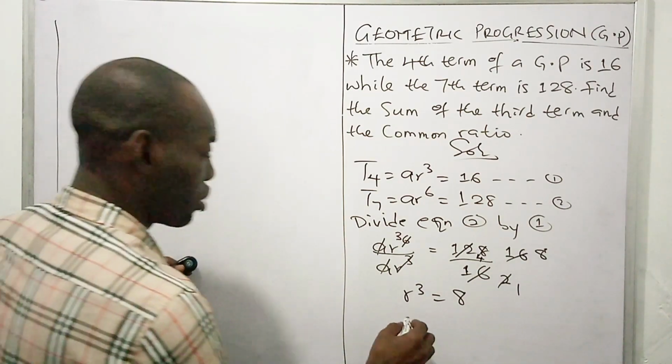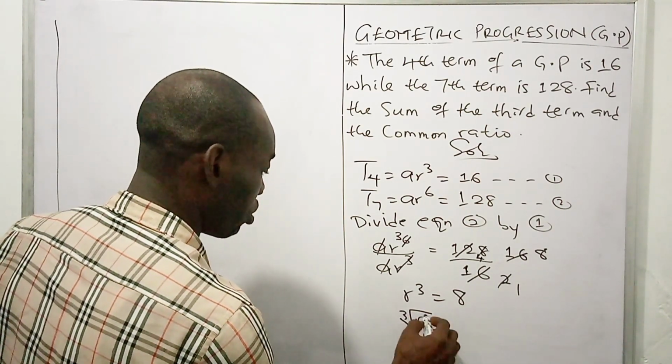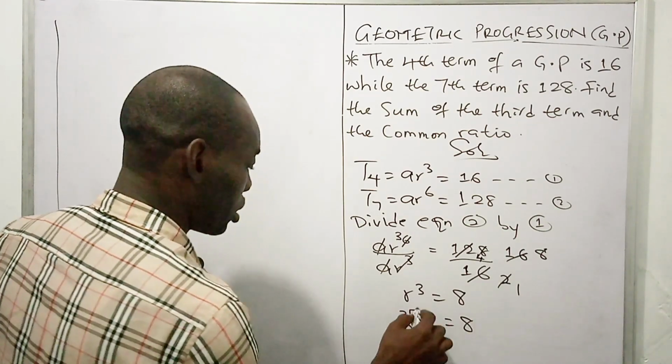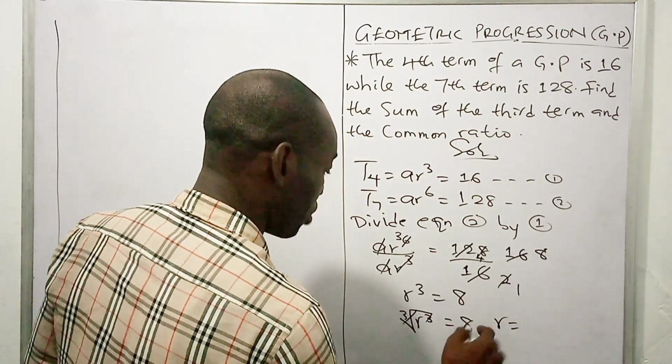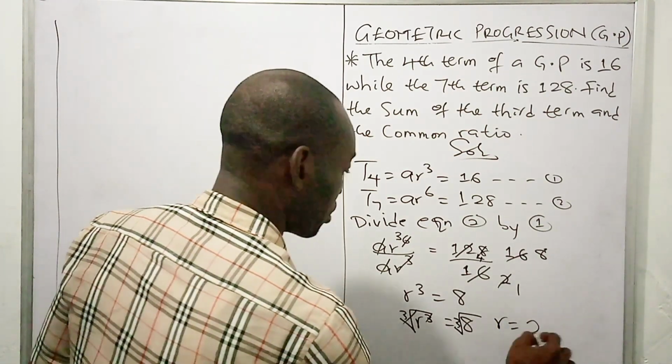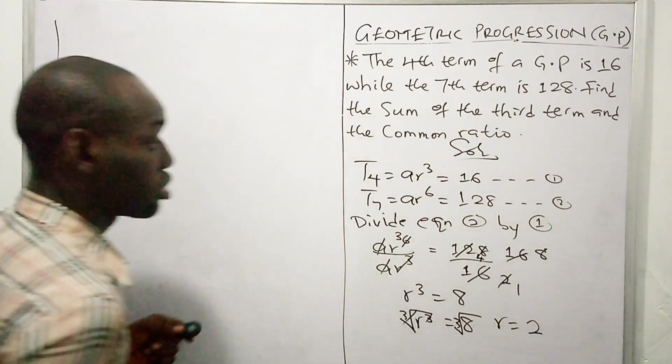Now to get the value of r, what do we do? We take the cube root of both sides, and that will give us the cube root of 8. The cube root of 8 is 2. So that's the common ratio.